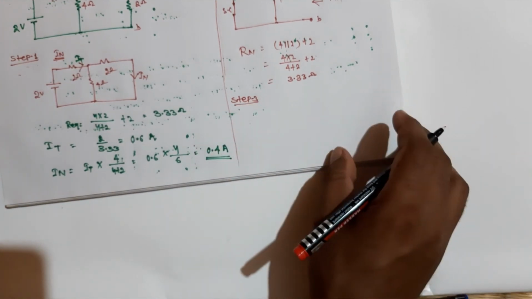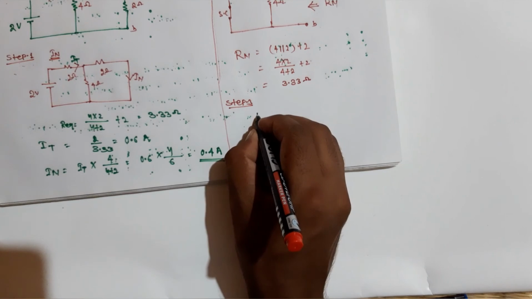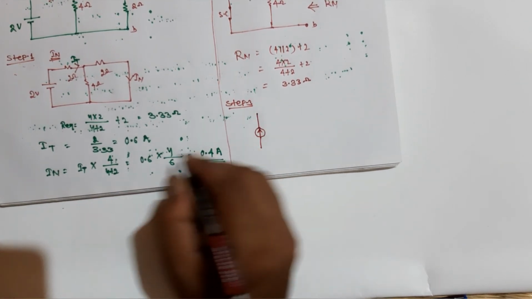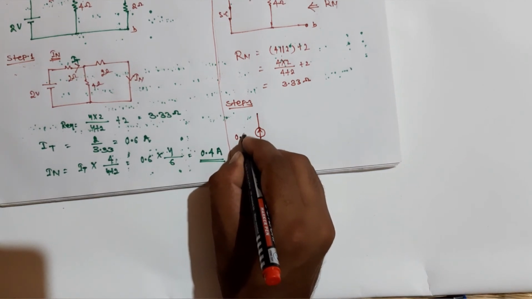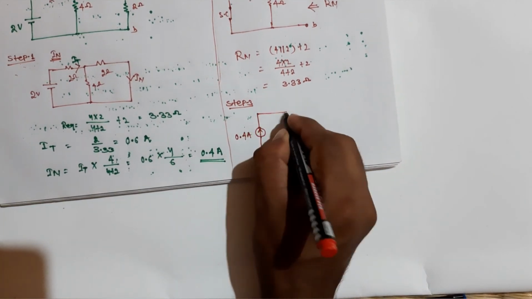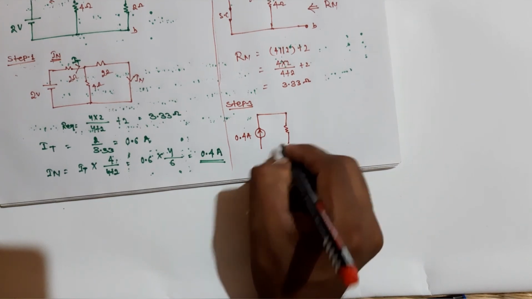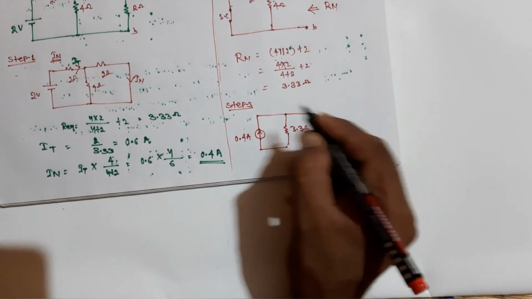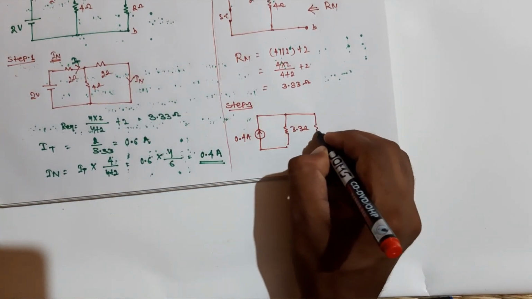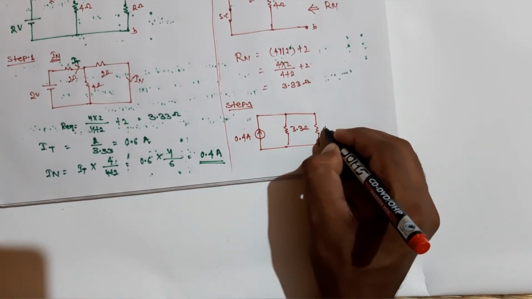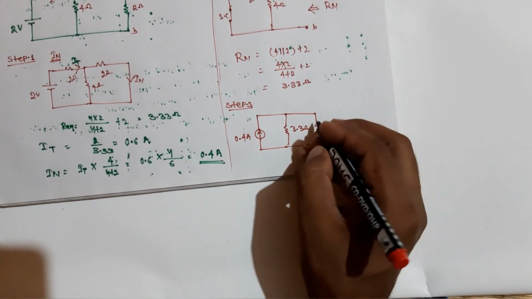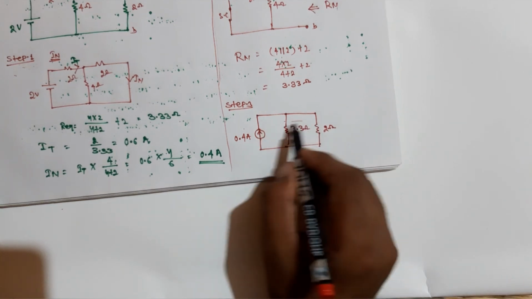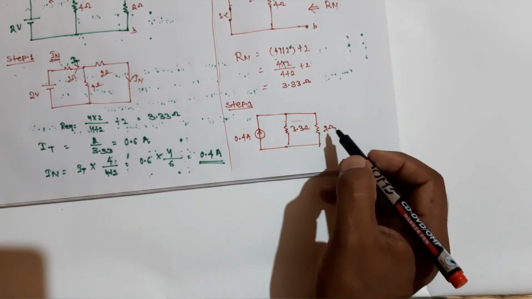Then our last step, step 3, is to draw the Norton equivalent circuit. This is one equivalent current source, IN, which equals 0.4 ampere. Then this resistance RN is 3.33 ohm, and the load resistance is 2 ohm. If you want to find the current in the 2 ohm, we apply current division.